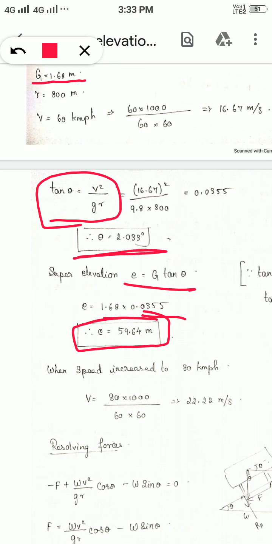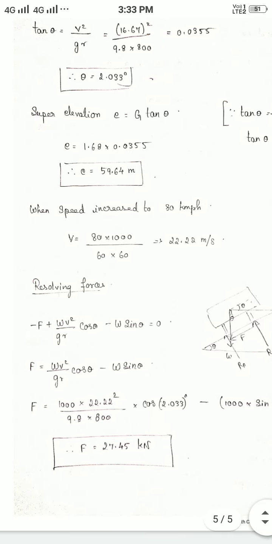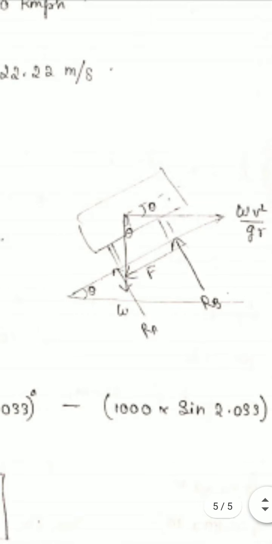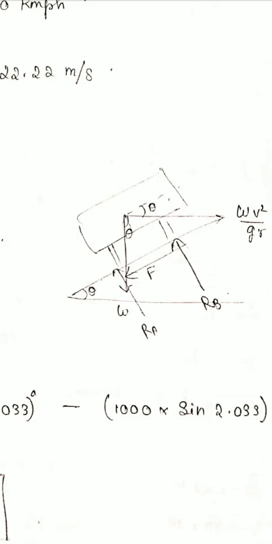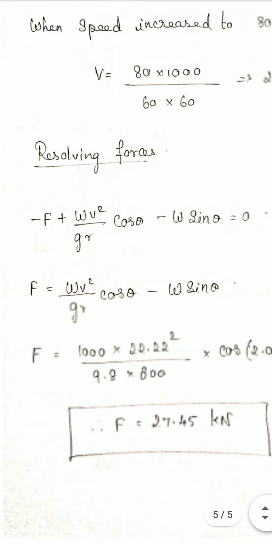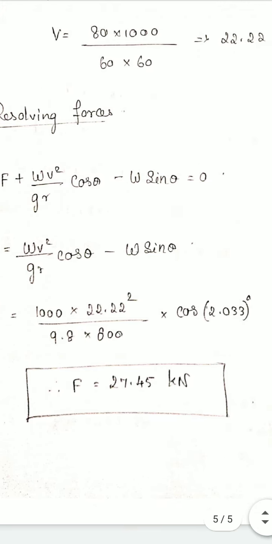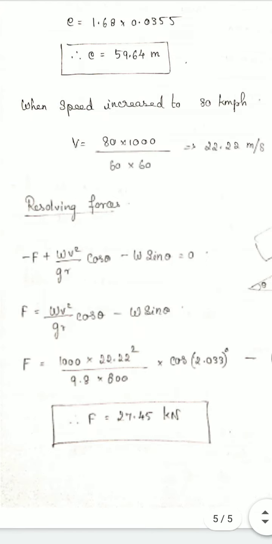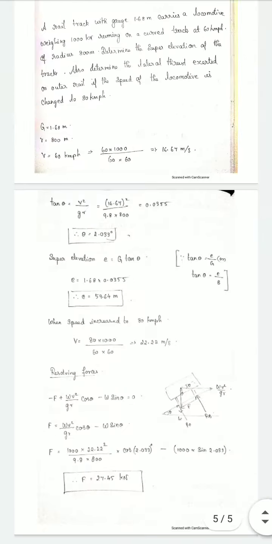Then they have given that the speed has increased to 80 km per hour. Use the conversion and find out our velocity, that is 22.22 meter per second. After that, the same procedure, you have to resolve these forces, the same diagram and the same thing. So it will become minus F plus W V square divided by GR into cos theta minus W into sin theta. We have to calculate what our F is. Substitute all the values of W, V, G, R and theta and get the value of F, that is our thrust.